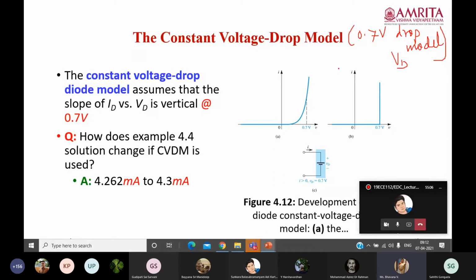I hope the model is clear to you. Till 0.7, the diode current will be 0. Once it reaches 0.7 volt, you will get a rapid rise in current. That voltage is always constant since it is a constant voltage drop model. Is it clear for you? Till 0.7, ID is equal to 0. From 0.7, the voltage remains constant. The current will be maximum. Is it clear for you?